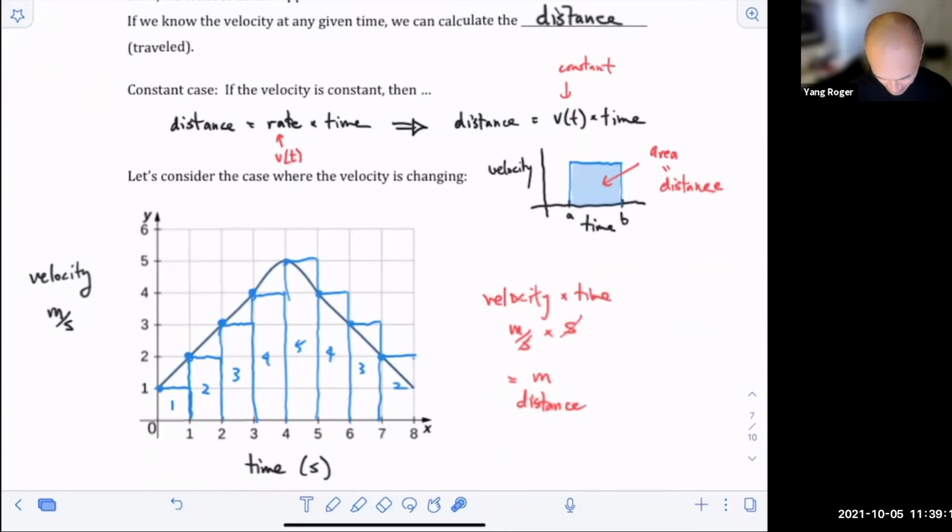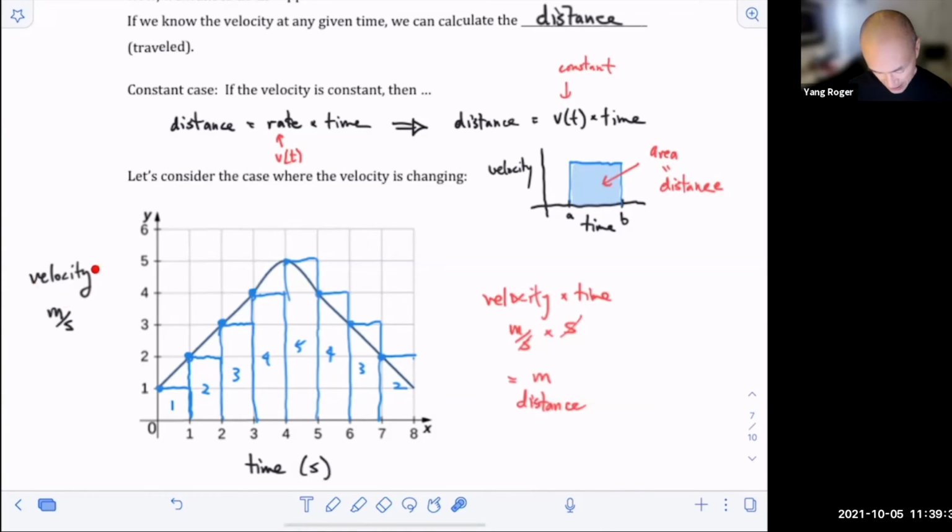Anyways, my point was that if you look at this picture, we have a velocity that's changing. So all we do is the same thing that we did at the beginning of class. It's just contextualized in this distance, rate, and time scenario.